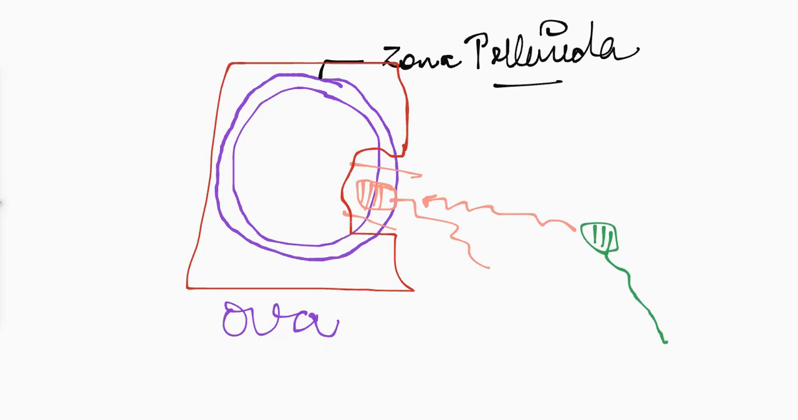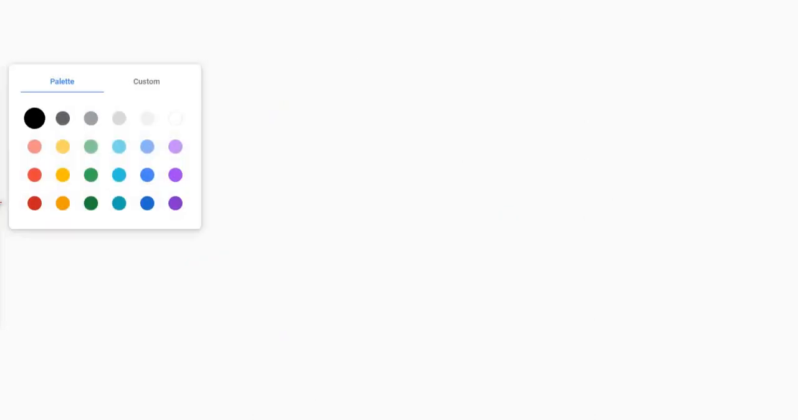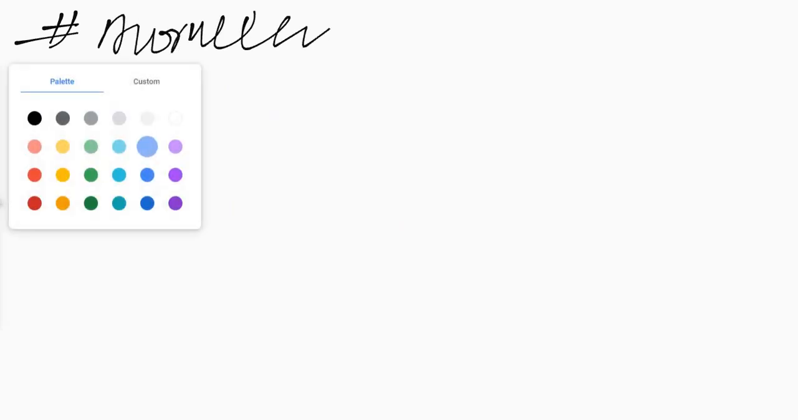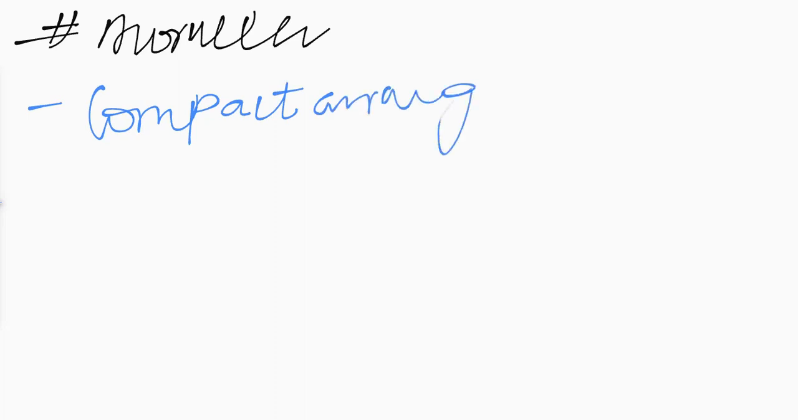द क्लीवेज. ओके. Now the next stage of the embryonic development is the morula. What is morula? Compact arrangement of the cells in a solid ball-like structure, where the word comes from mulberry. Means compact arrangement of the cells. Compact arrangement of cells is called as a morula.